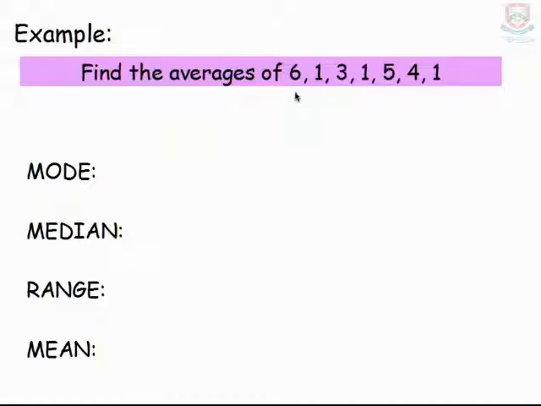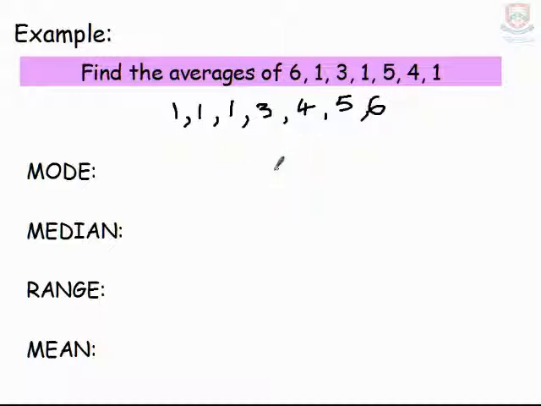If we were asked to find the averages of 6, 1, 3, 1, 5, 4 and 1. Well, the problem with this is that my list is not in order yet. So the first thing you should always do is to sort the numbers from smallest to biggest. So the smallest number we've got is 1. Well, there's 3 of those, so we put them all next to each other. 1, 1, 1. After that we just continue moving up our list, finding the next smallest number. So in this case we'd go 3, 4, 5 and 6.